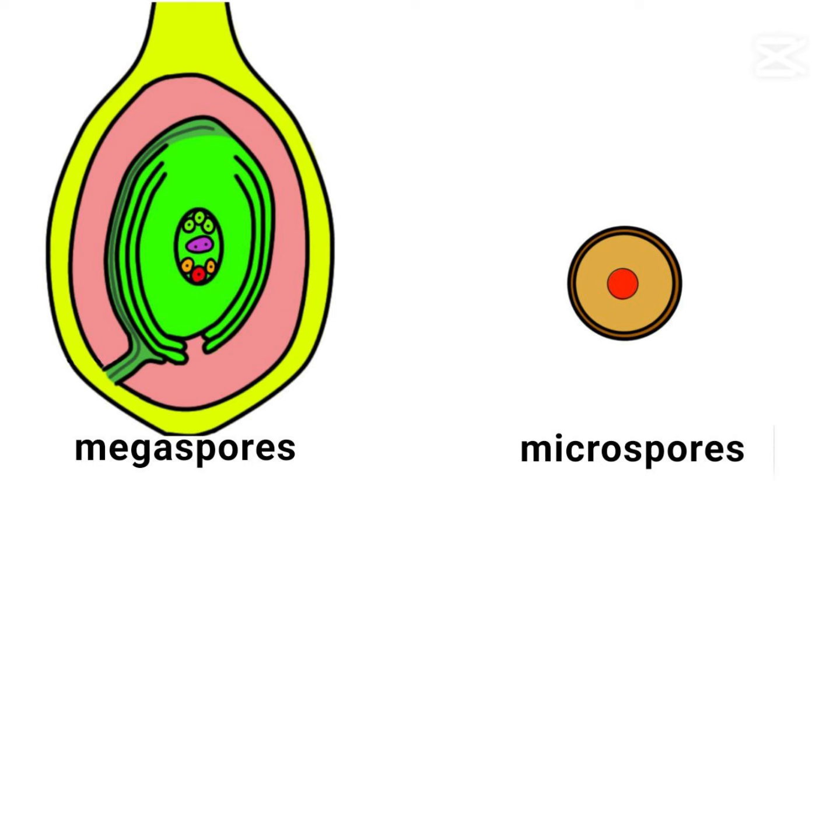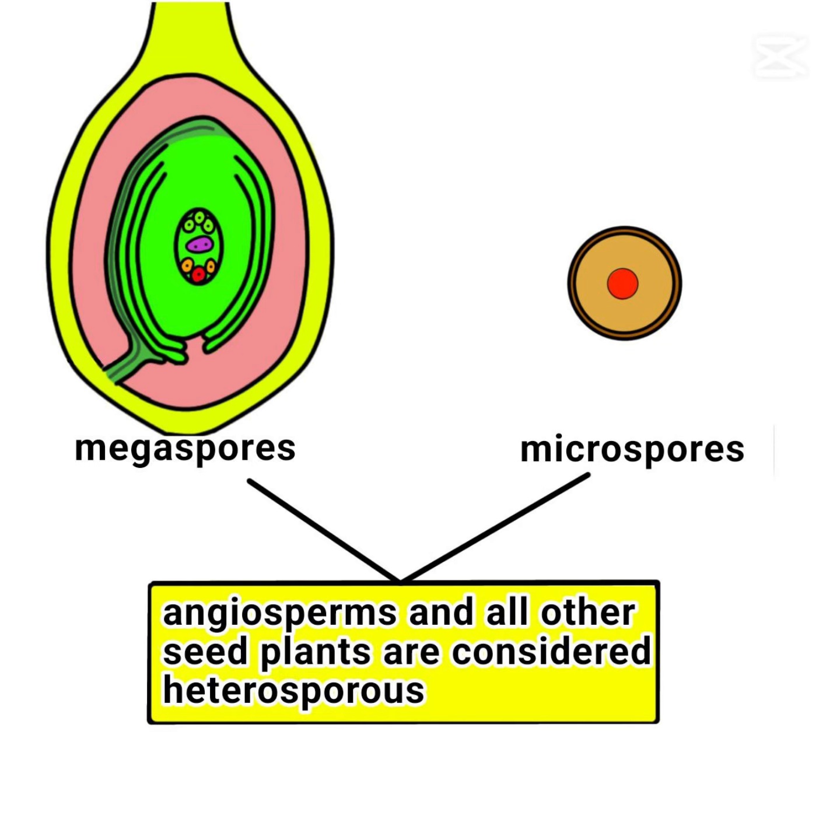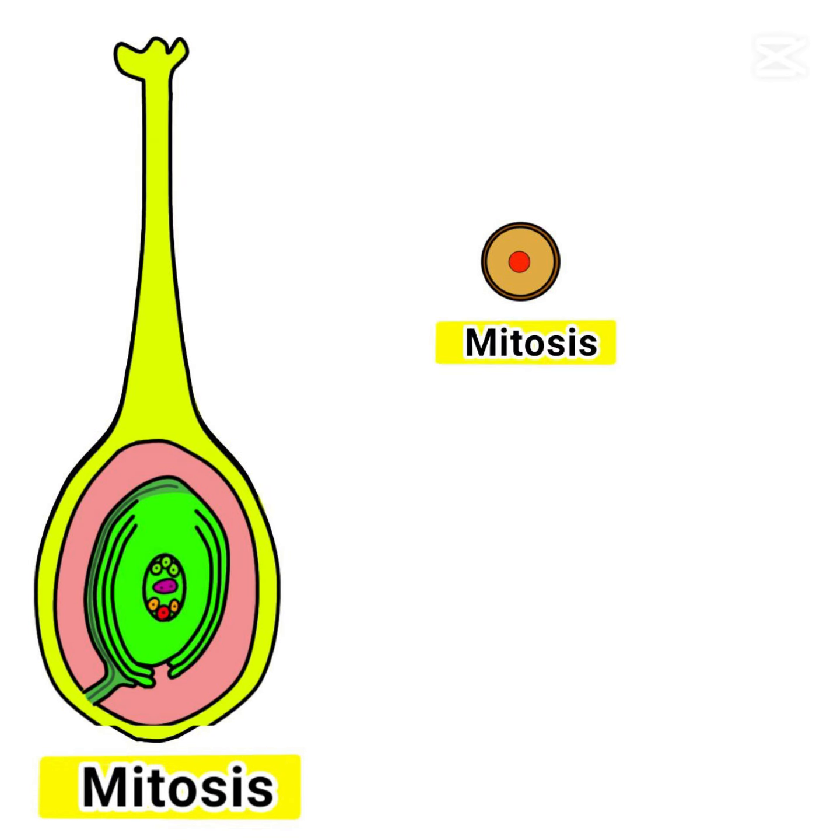A single diploid microsporocyte exists in the anther and divides by meiosis to produce 4 haploid microspores. By producing 2 different types of spores, the microspore and megaspore, angiosperms and all other seed plants are considered heterosporous. Each microspore undergoes mitotic division. The haploid microspore, after 2 mitoses, consists of 2 sperm cells and 1 vegetative cell.